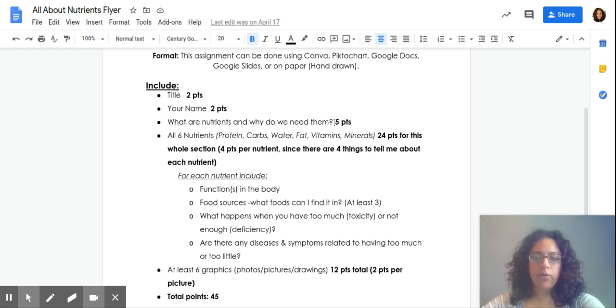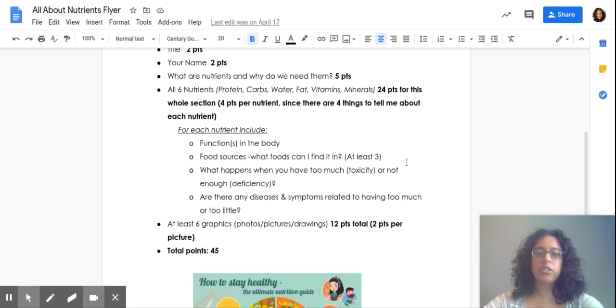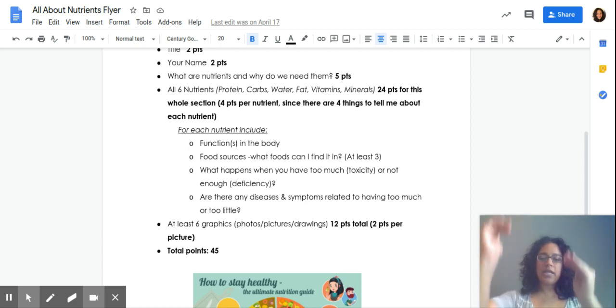And then you're going to write a little blurb about what the nutrients are and why we need them, just in general, because you're about to get more specific after that. So, in general, just tell us, what are they? Why do we need these nutrients in our body? After that, you're going to get into each nutrient specifically. You're going to name all six nutrients, and you're going to have some information on each of them. So, like I said, proteins, carbs, water, fat, vitamins, and minerals are all six nutrients. Somewhere on your flyer, you want to have each of the nutrients named, and then you're going to tell me the following information about each of them, along with graphics and photos depicting that nutrient.